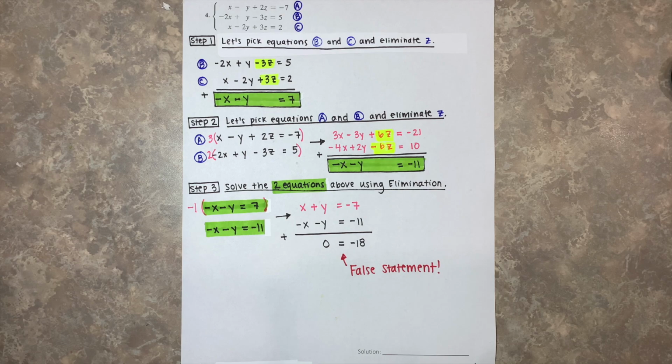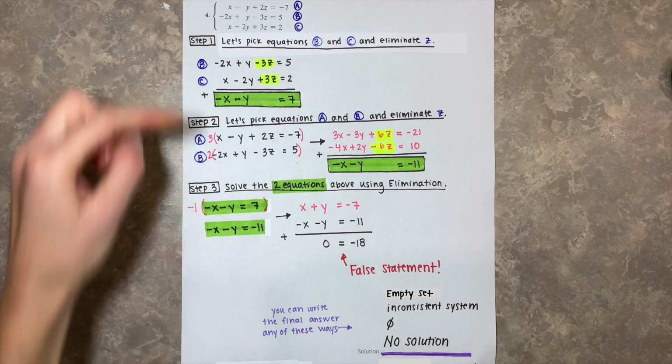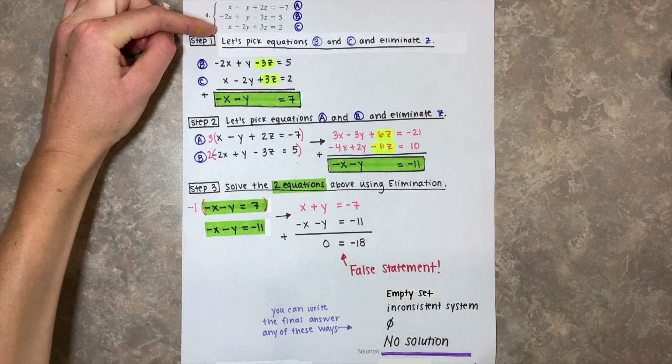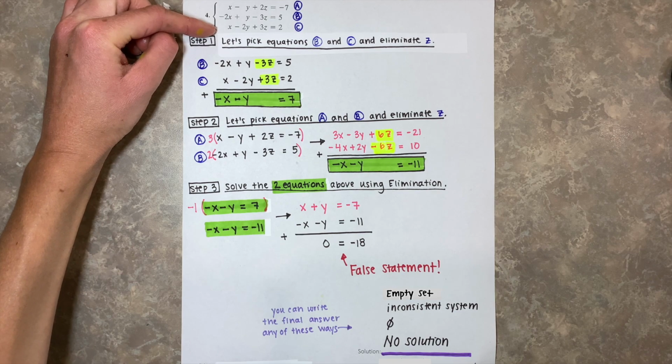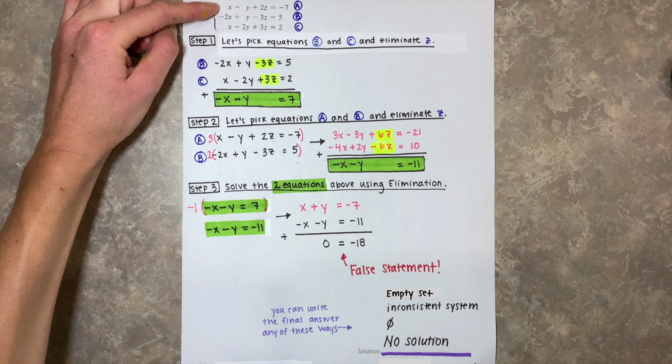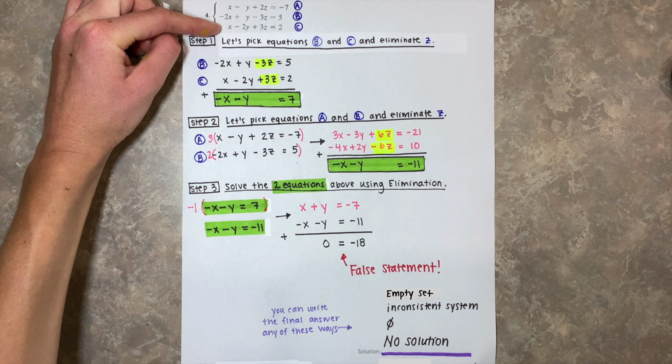Remember, in math, if you're solving a system of equations and you end up with a false statement, that means that there is no solution. So we can write our final answer like this, or we could write our final answer using any of these different ways. So if you were to graph these three equations on a set of x, y, z axes, there would be no place where all three of these equations intersect in the same spot.